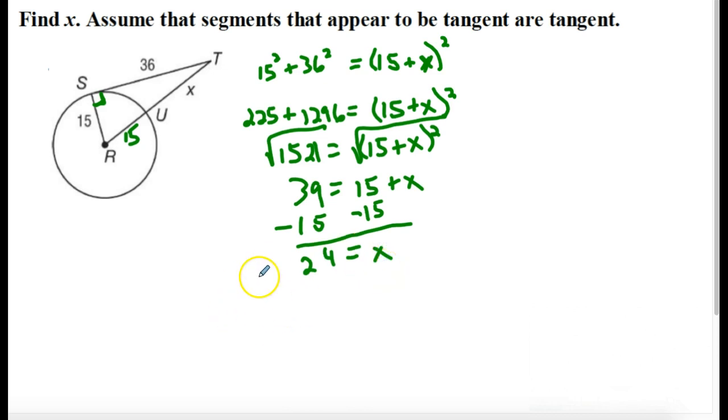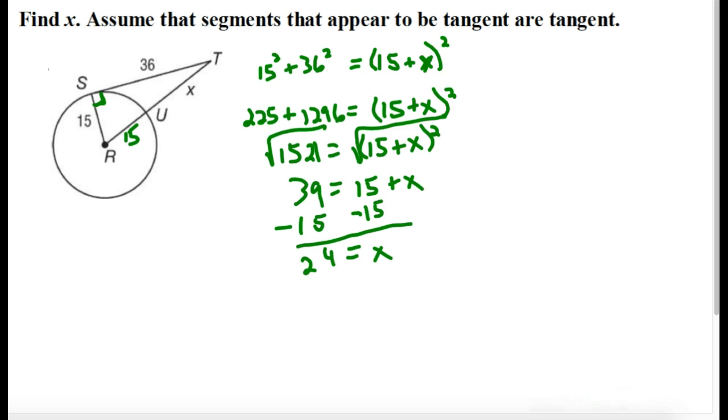Another way that we could have done this is just said, well, the whole hypotenuse is what I want to find. I know these two legs, and I could call the whole hypotenuse my variable. If we solved for the whole hypotenuse, we would get 39. And then we would just have to subtract 15 to get x. And that's what we did, right? To get that x is 24.